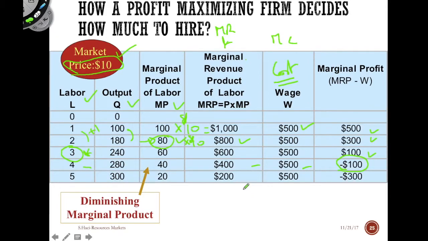As long as the marginal revenue product for each additional worker is greater than the marginal cost of labor, which is the wage that is being paid to that worker.